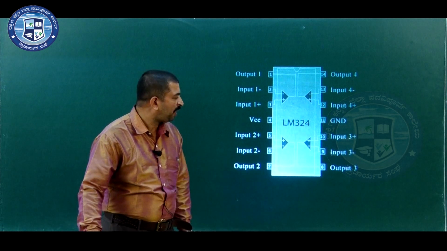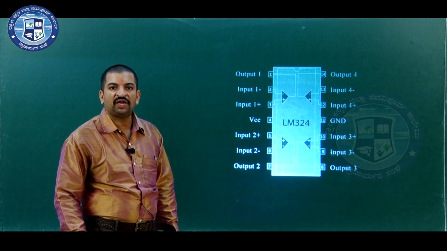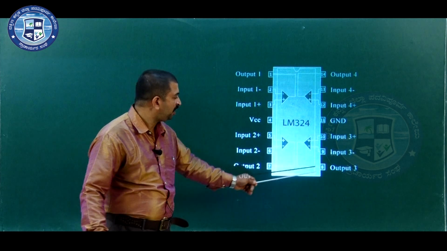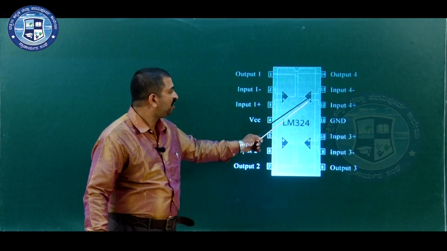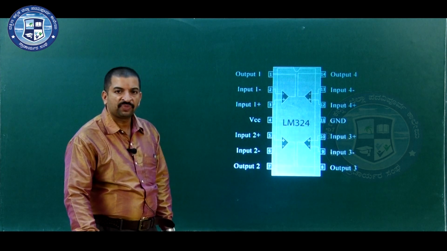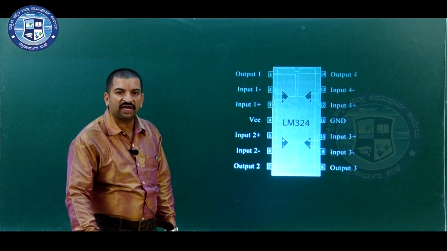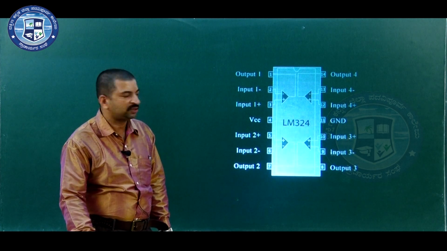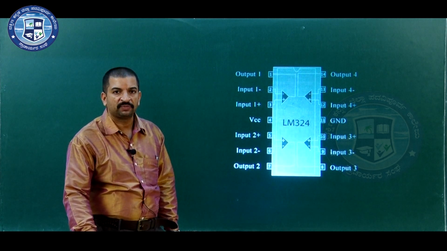Next is the third op amp. For the third op amp, pin number 10 is the non-inverting input, pin number 9 is the inverting input, and pin number 8 is the output of the third op amp. Consider the fourth op amp. For the fourth op amp, pin number 12 is the non-inverting input, and pin number 13 is the inverting input, and pin number 14 is the output of the fourth op amp.